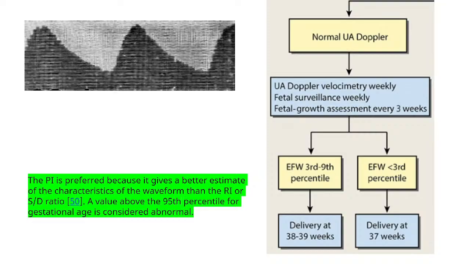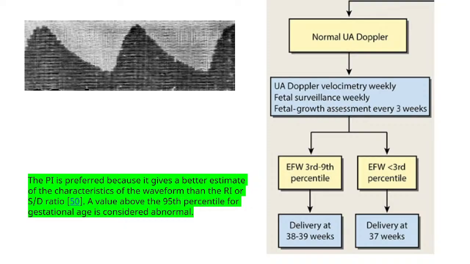So, in normal Doppler, you have to do the same surveillance: 3 weekly fetal growth, Doppler weekly, and ultimately when you get estimated fetal weight at the 3rd to 9th percentile, then delivery at 38 to 39 weeks. And if the fetal growth is less than the 3rd centile, in that case you have to deliver at 37 weeks. So, the more the fetal growth restriction with normal Doppler, the earlier you have to deliver. You got it? This is the flow chart for normal umbilical artery Doppler.